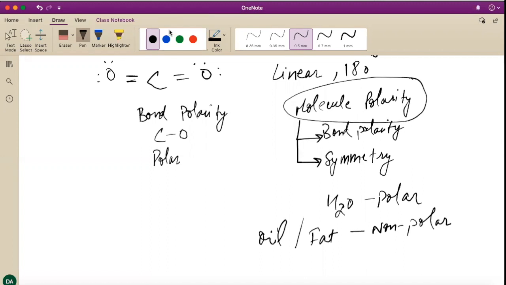Homogeneous and heterogeneous, exactly. Heterogeneous is when things don't mix, right? That's when you think about if they float or if they sink. So polar, non-polar, they don't mix with each other.